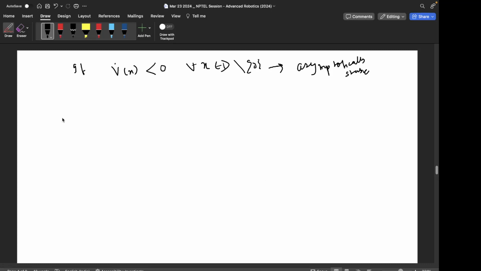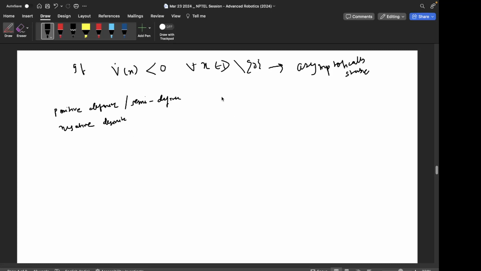Yeah, so these are a few terminologies which you will encounter whenever you study Lyapunov stability: positive definite and negative definite, and similarly positive semi definite and negative semi definite.